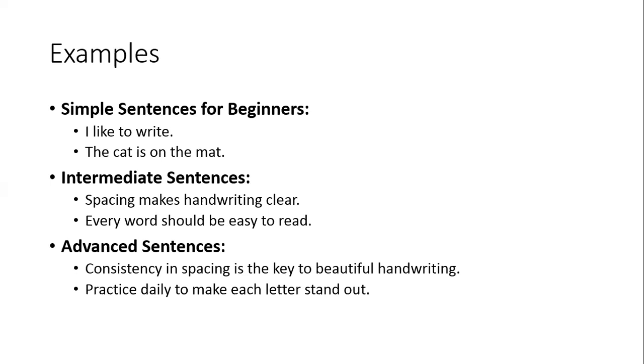So for practice, start with simple lines. I love to write. I like to write. Then the cat is on the mat. I love to play cricket, etc. For a few sentences. Next, intermediate sentences: spacing makes the handwriting clear. Then start writing one paragraph. For advanced sentences, start writing two or three paragraphs.